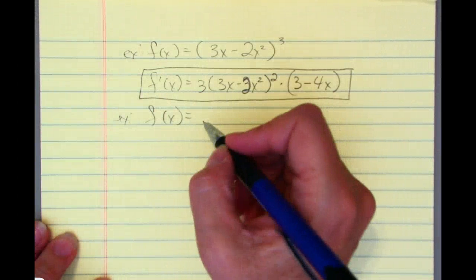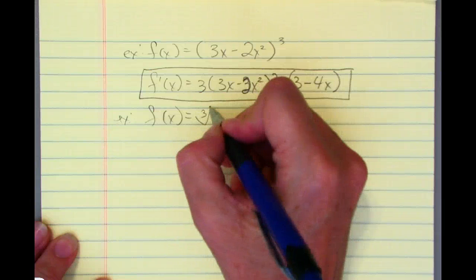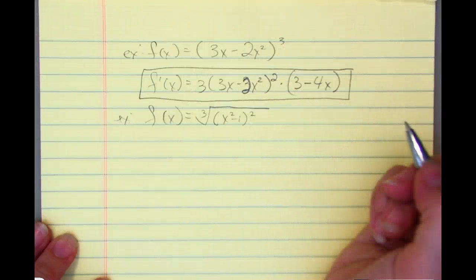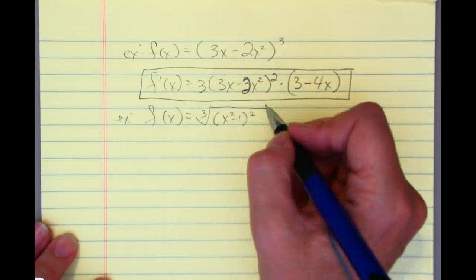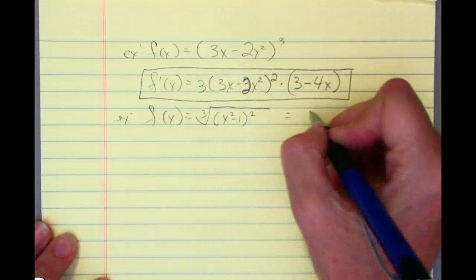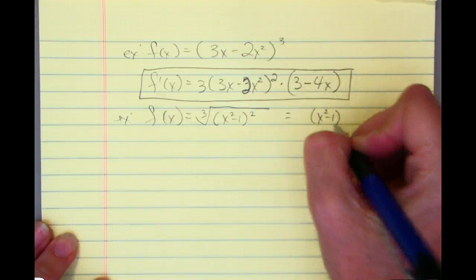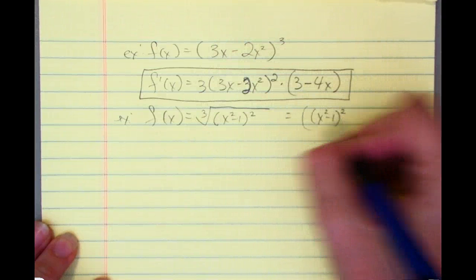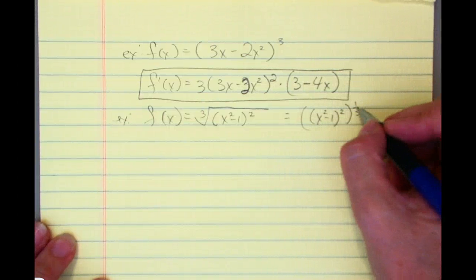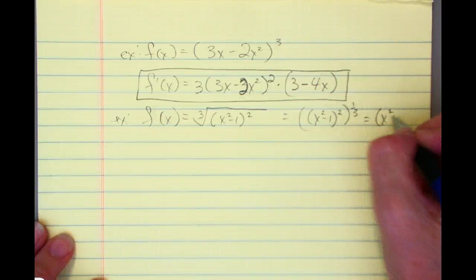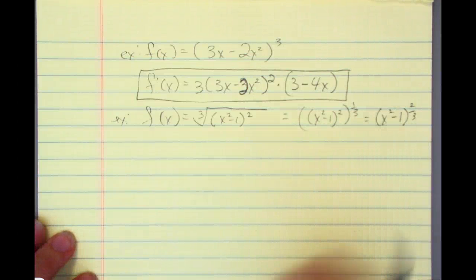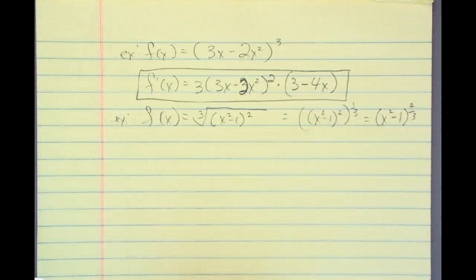I'll just start with a new function. Do another example. Cube root of x squared minus 1 quantity squared. So maybe I'll rewrite that first. That's x squared minus 1 quantity squared, and a third root means the 1/3 power. So a power raised to a power, I can multiply those two together. Now I'm going to proceed to use the chain rule to take the derivative.